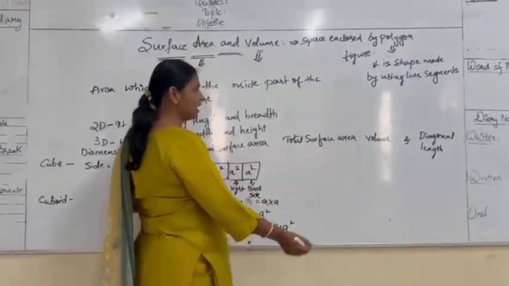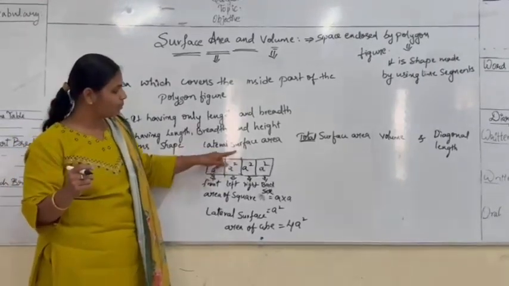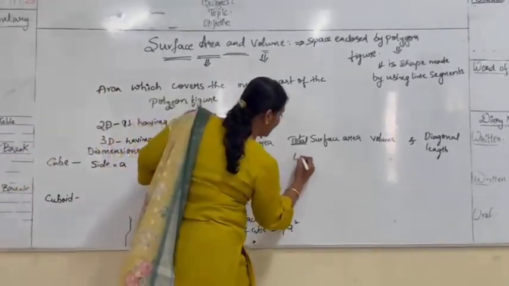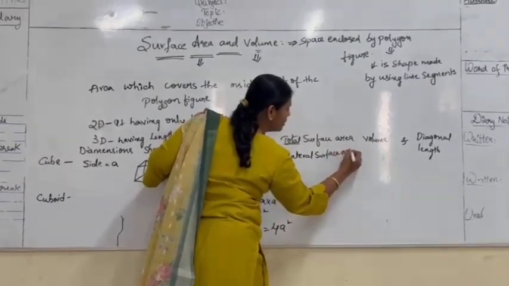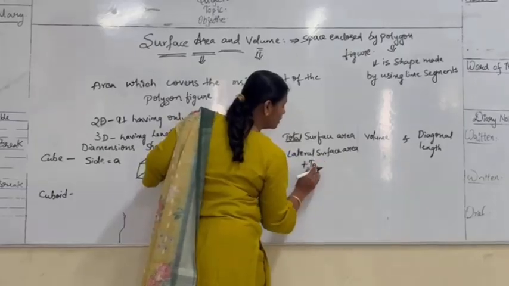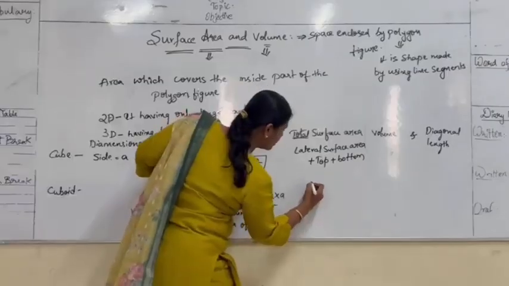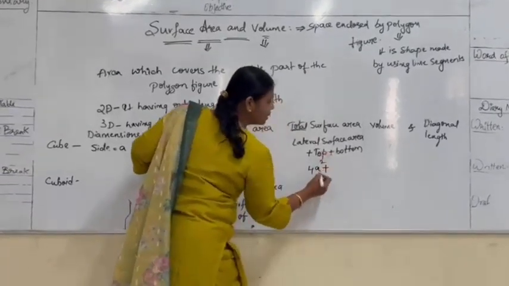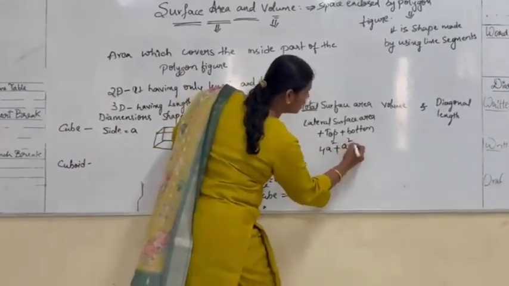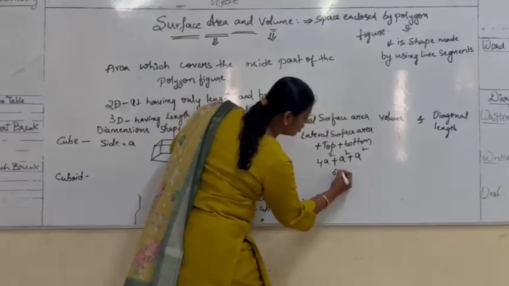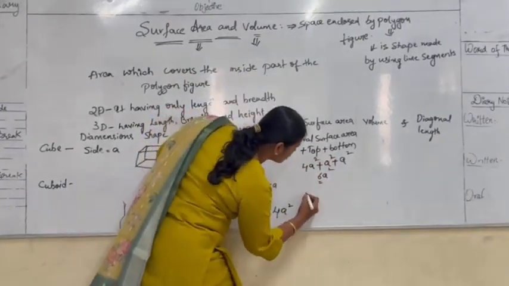While coming to total surface area, here we are talking about the total. Total surface area means that we need to consider top and bottom. So, lateral surface area plus top plus bottom. Lateral surface area is 4A square, plus top, which is also a square, so I am taking 1A square, and bottom is also a square. So 4A square plus A square is 5A square, 5A square plus A square is 6A square.